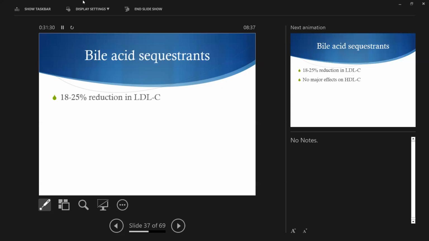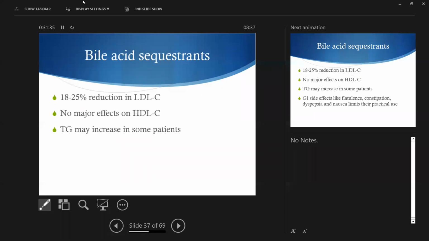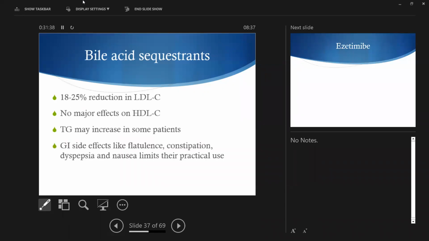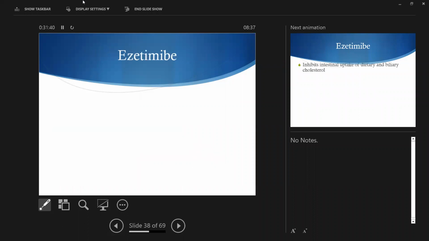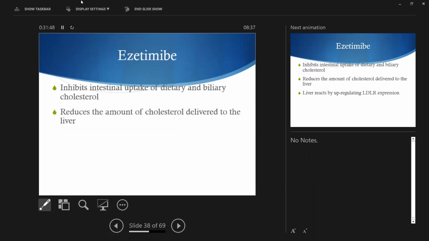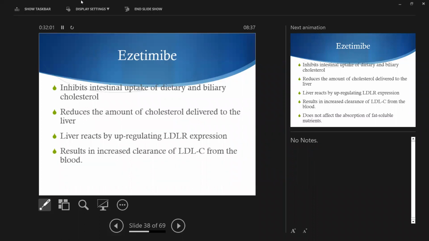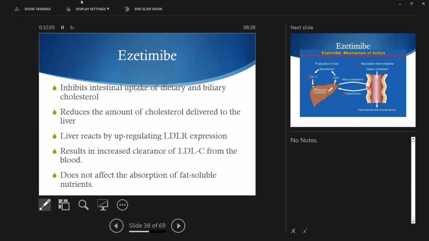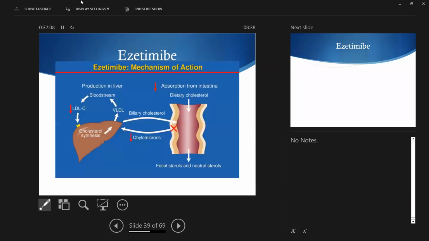Bile acid sequestrants are a group of drugs which can reduce LDL with no significant effect on HDL. But because of GI side effects, these drugs are not commonly used. Ezetimibe is a very commonly used drug. It inhibits the intestinal uptake of dietary and biliary cholesterol, reducing the amount of cholesterol delivered to the liver. The liver reacts by upregulating the LDL receptor. When you upregulate the receptor, it takes more LDL to the liver for metabolism, thereby reducing plasma or serum LDL levels. And fortunately, ezetimibe doesn't affect the absorption of fat-soluble vitamins.